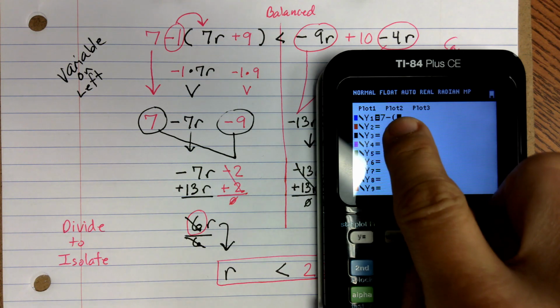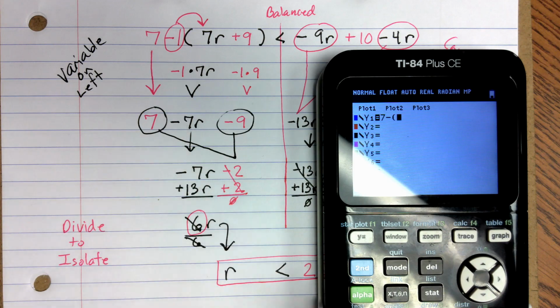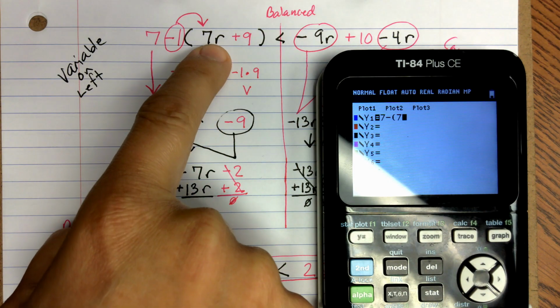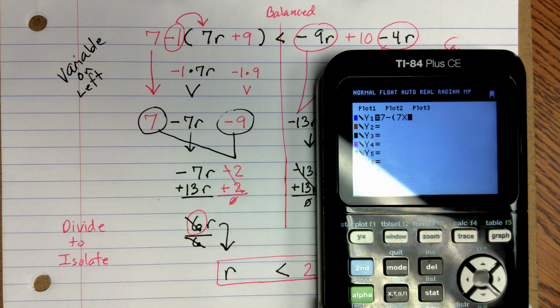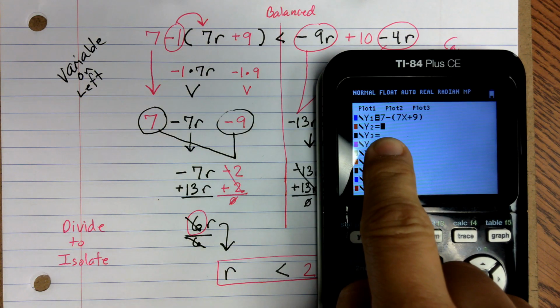Now I could put a 1 in there, but I don't need to, because the calculator understands there's always an invisible 1 there. And then I'm going to put 7, but instead of an r, I'm going to use an x, because your calculator doesn't have an r. And then I'm going to put plus 9, close parenthesis, and I'm going to go down to the next slot where it says y equals for my second equation.